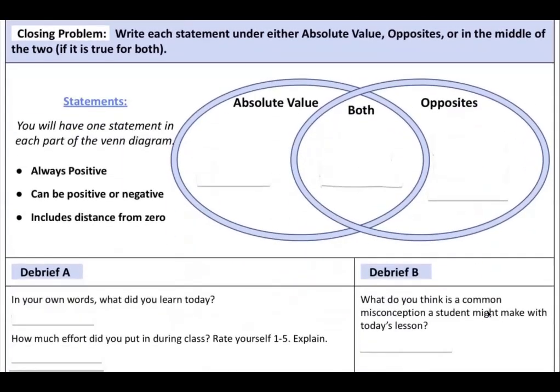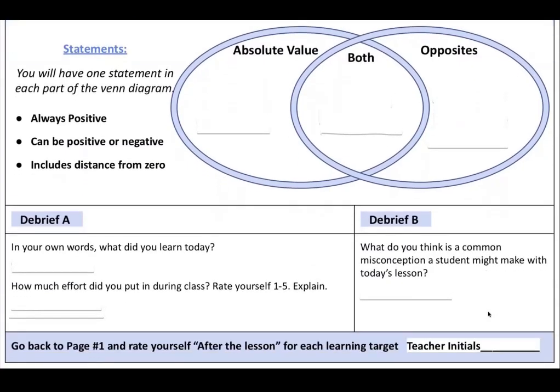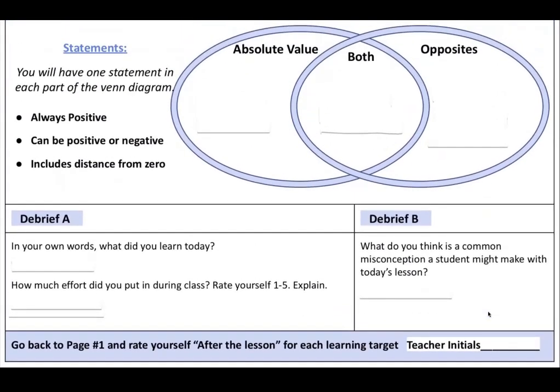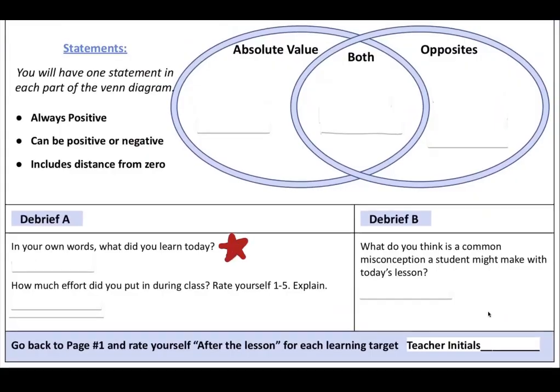In our Venn diagram, remember you're only going to have one statement in each part of the Venn diagram. We're not going to go over this in the video. But remember, don't forget to fill out our debrief. So in your own words, what did you learn today? Rate yourself 1 through 5. How much effort did you put in during class? 1 is the lowest, 5 is the highest. What do you think is a common misconception or a common mistake students might make when working on today's topic?